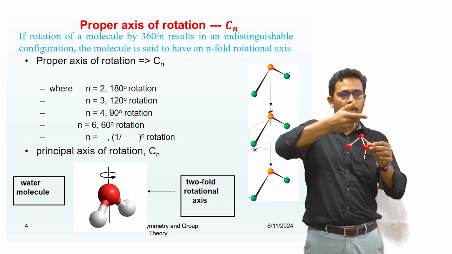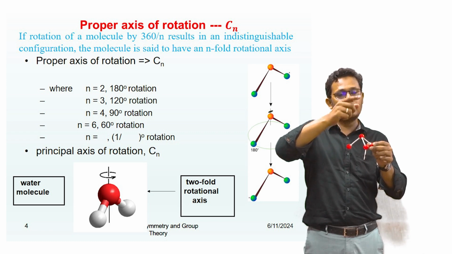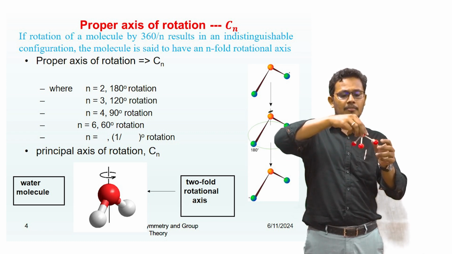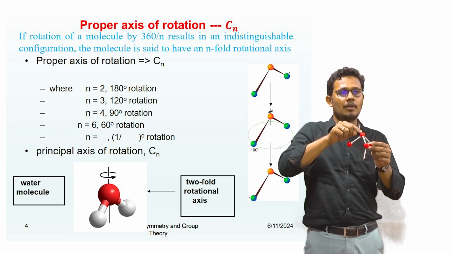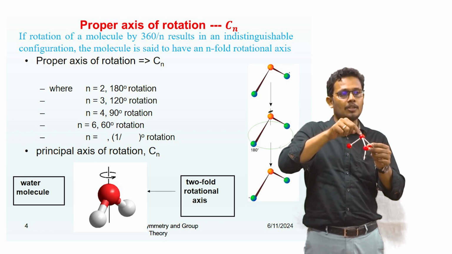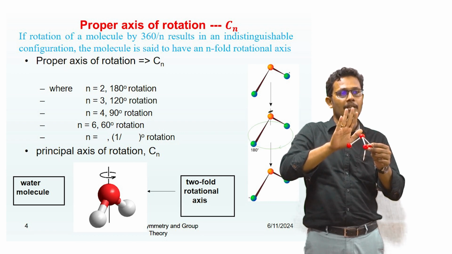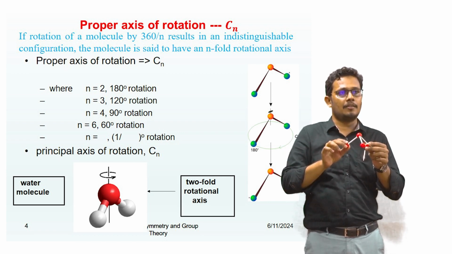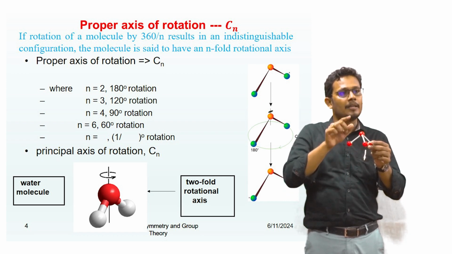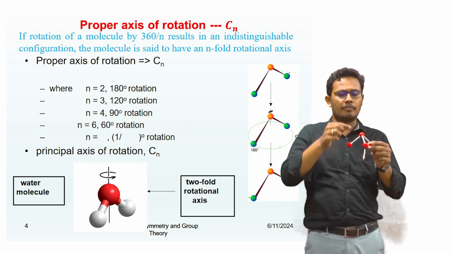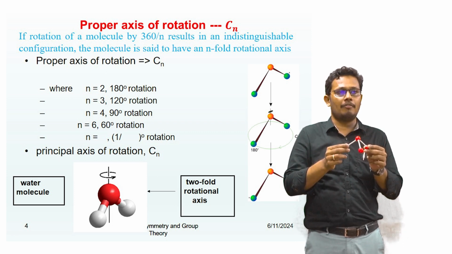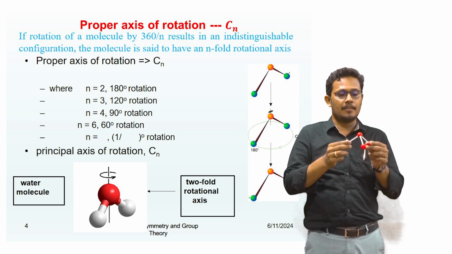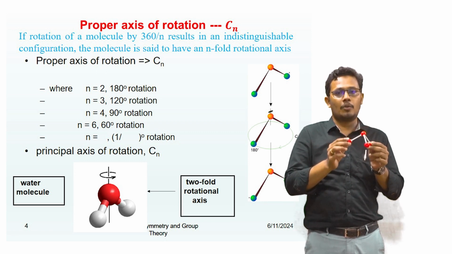Again, if you rotate one more time, that is n equal to 3, you get the original structure. So this is what C3 rotation means. This molecule has C3 rotation. Why? Because if you rotate this molecule 3 times, you will get the original structure. That's why 360 divided by n is equal to what? 3. So if you rotate this molecule 120 degrees 3 times, you will get the original configuration or original structure. This is an example of C3 rotation.